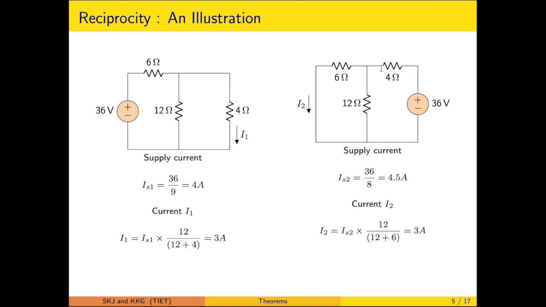So the IS2 will be 36 by 8, that is 4.5 ampere. Now the current I2 is decided by the parallel division of the currents. So that will be IS2 into 12 divided by 18, so that is 3 ampere. Now the voltage level value is 36, the current level value is 3. So the ratio is not going to change; the ratio will be the same whether in the first circuit or the second circuit. So this is a reciprocal network.